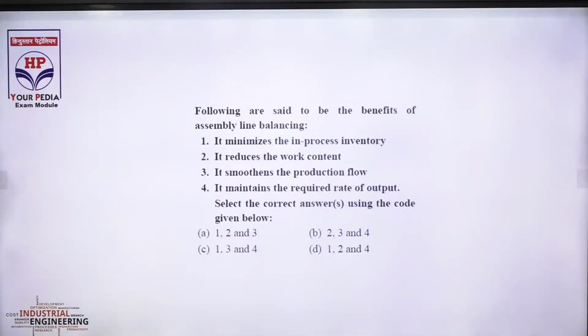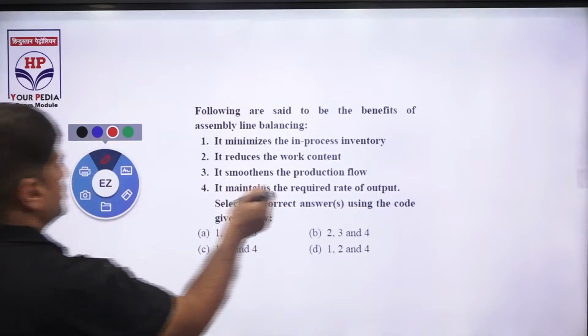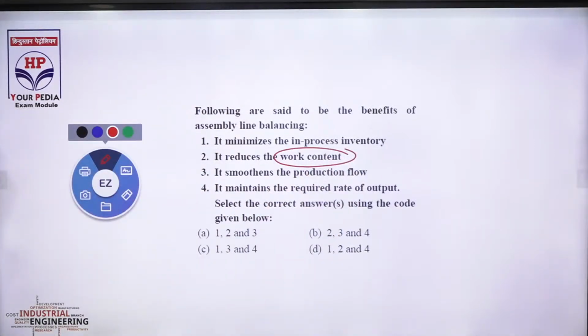What are the benefits of assembly line balancing? It minimizes the in-process inventory. Yes. It reduces the work content. No. Work content is total work. वो तो करना ही पड़ेगा. It will make the production flow more smooth. That is correct. It maintains the required rate of output. That is also there. Assembly line balancing का क्या benefit होगा?